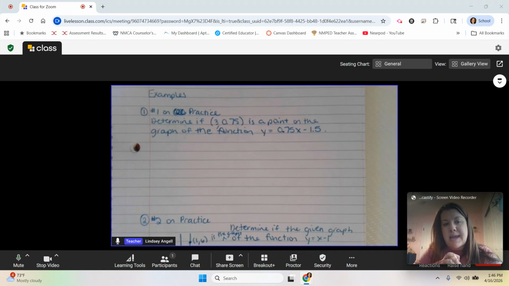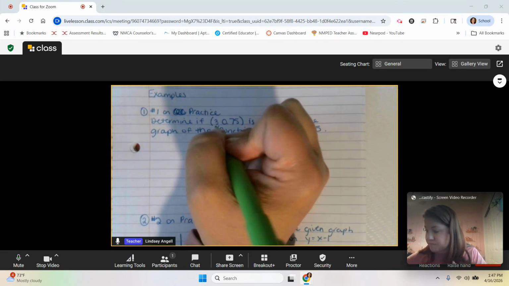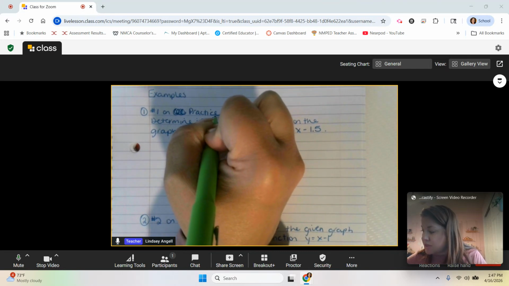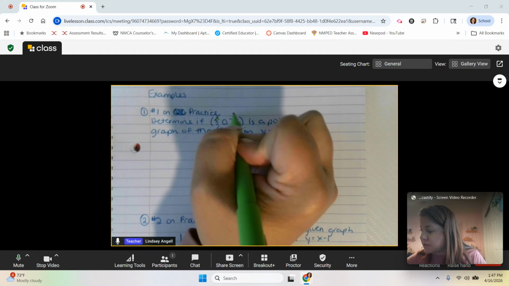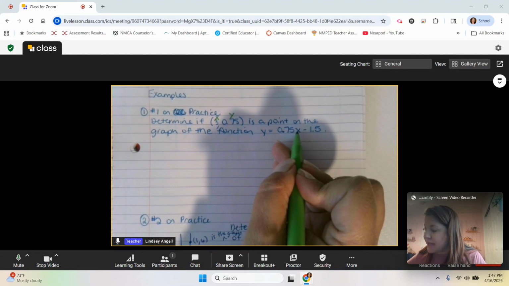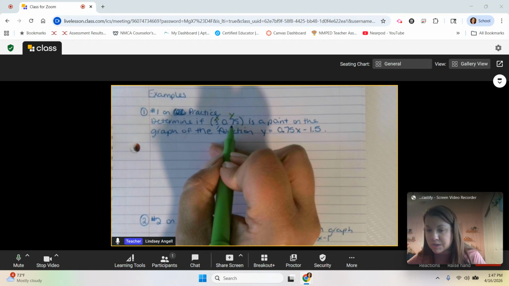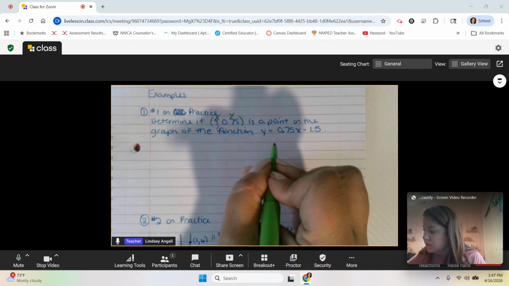For our examples today, the first one that we're going to go over is number 1 from your practice. It says determine if the point (3, 0.75) is a point on the graph of the function y equals 0.75x minus 1.5. So all we're doing is we're plugging these in. Remember, with ordered pairs like this, the first one is your x value, the second one is your y value. So I should be able to plug 3 in for x, and have our final answer be 0.75. That's our goal, okay, to see if that works.